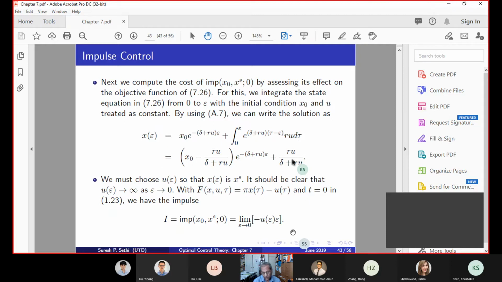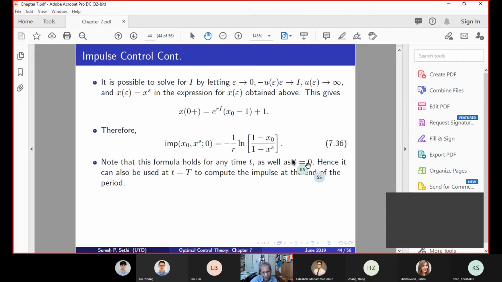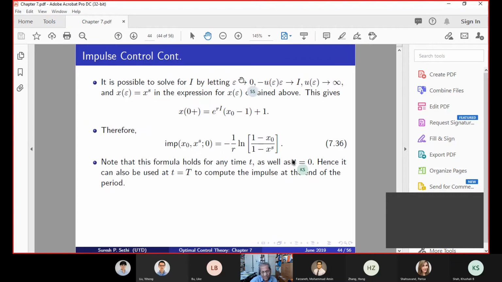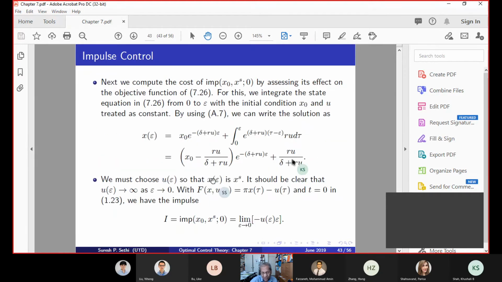Okay. And so using this in equation 1.23 in chapter 1 at t equal to 0, I have an impulse, which is the limit of epsilon going to 0 of u epsilon times epsilon, because that's the amount of control and that's the amount of time. So that's the amount of money that I use. Well, so now in this equation, I set epsilon to 0. I set this to be I, because that is my dollar that I'm looking for. That is the value of the impulse. That's I. So I set that equal to I.